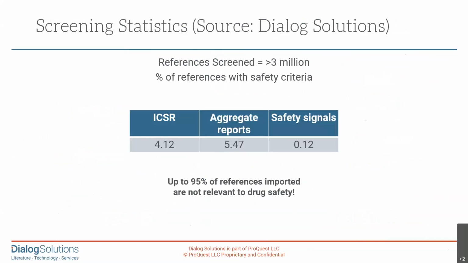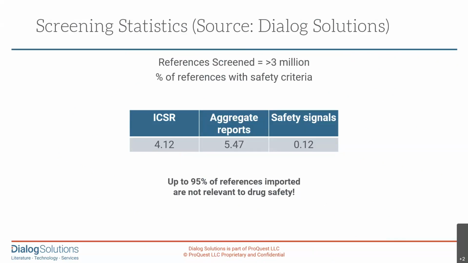And Dialog has a very, very small, tiny medical literature monitoring team. We have a very small team, but between them, they scan over 3 million references a year. Now, the great news for patient safety is we find that on average, about 4% of the references have ICSR criteria.